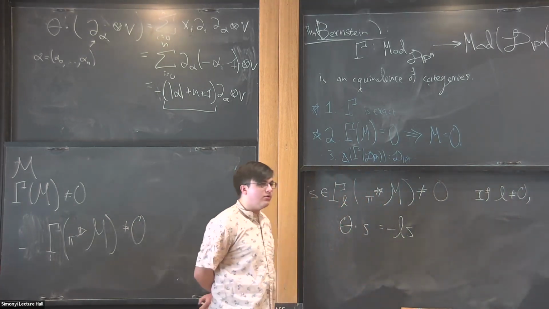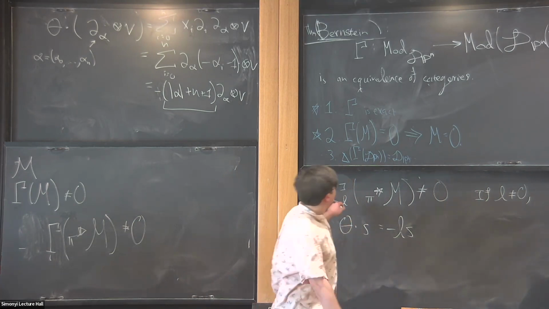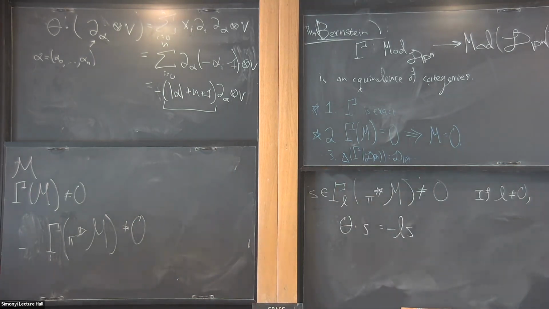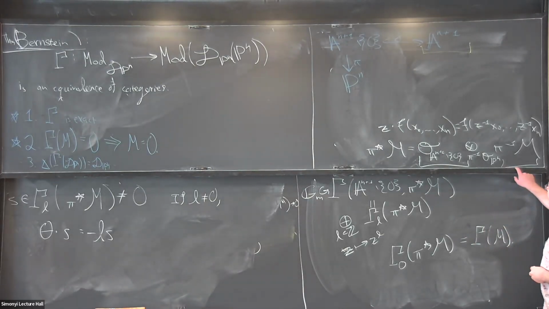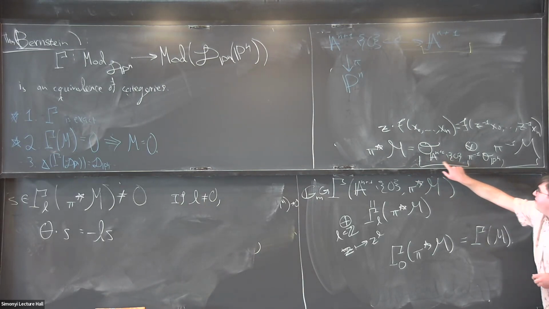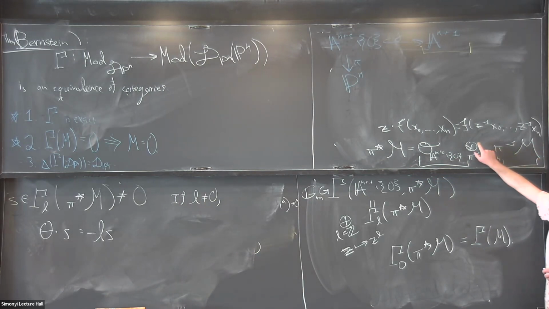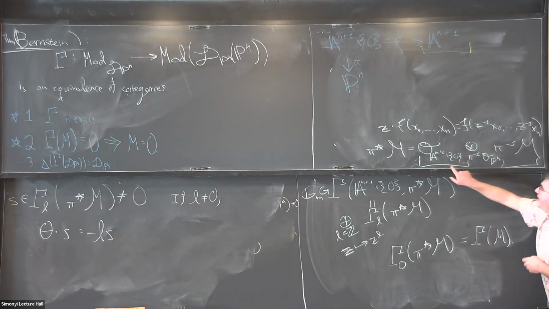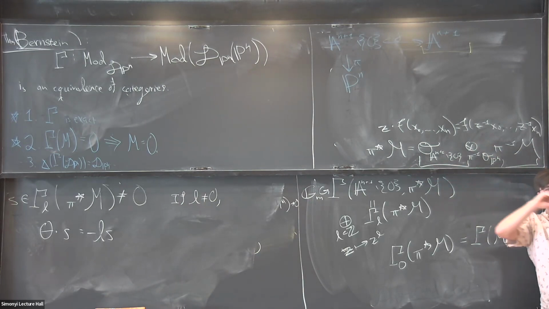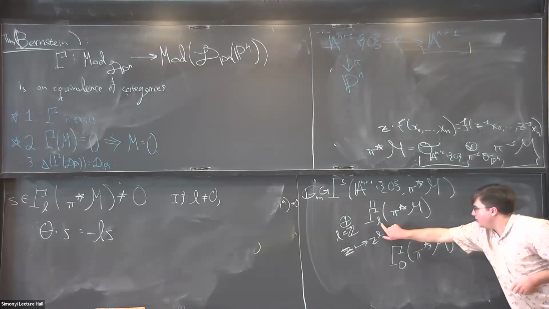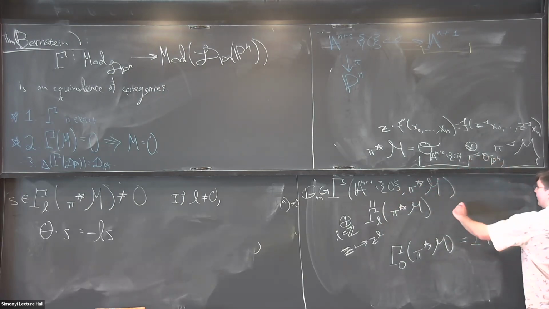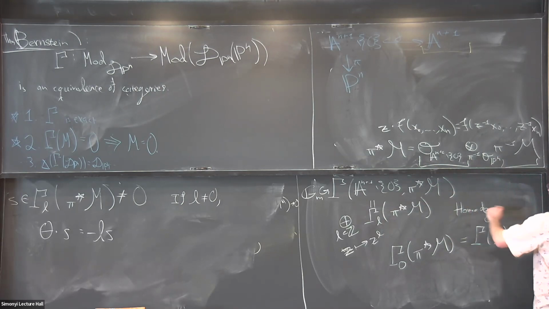Sorry, why was theta dot s minus L? Oh yeah, so remember, what do global sections of pi upper star m look like? They look like a function on A^(n+1) tensored with a global section of m. So in particular, I can write it as a bunch of homogeneous polynomials tensored with sections of m. Now theta acts on a homogeneous polynomial of degree d as multiplication by negative d. So this gamma L part is just the part of the global sections that look like some homogeneous polynomial of degree negative L tensored with a global section of m.